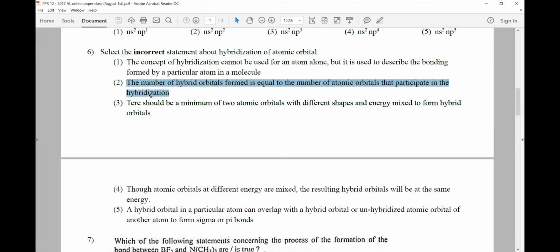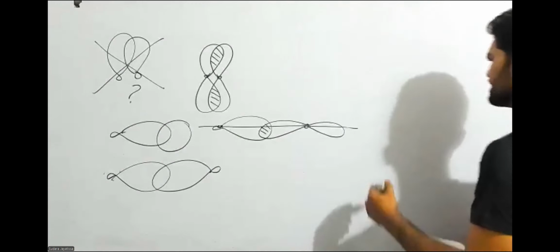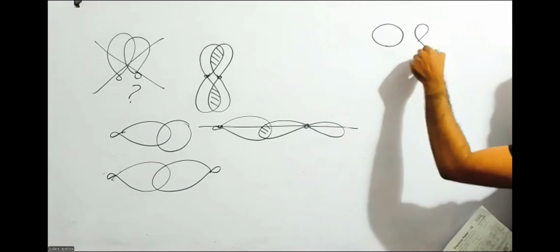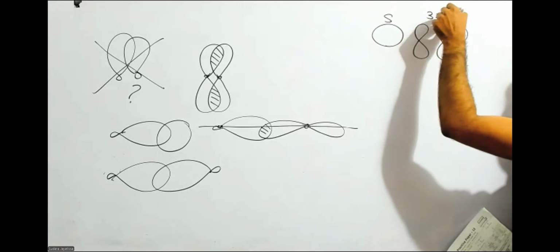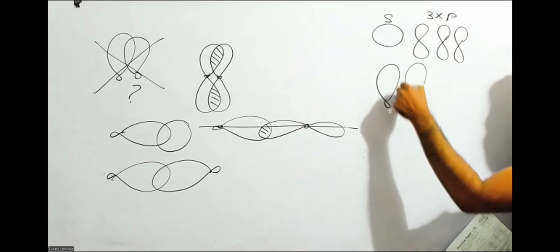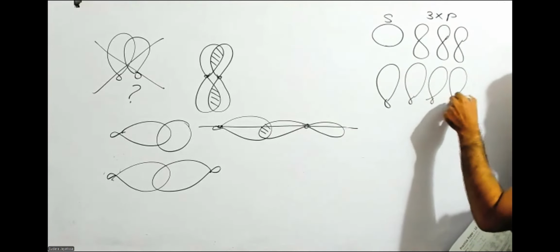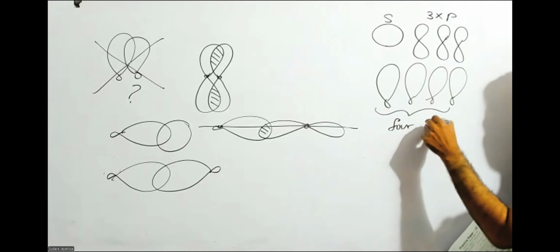Some of you said the second one. Let's read that statement. The number of hybrid orbitals formed is equal to the number of atomic orbitals. Yes, that is true. If it is sp3 hybridization, you have an s and three p orbitals, right? They mix together to form four equal orbitals. You have four sp3 orbitals.